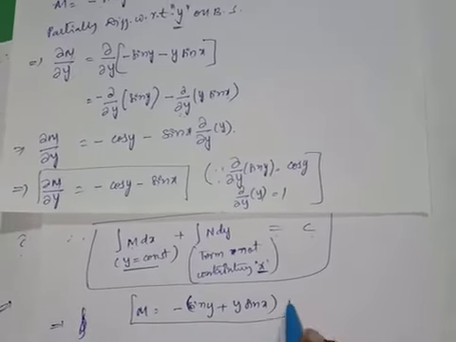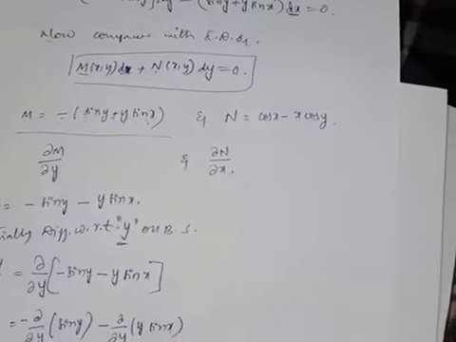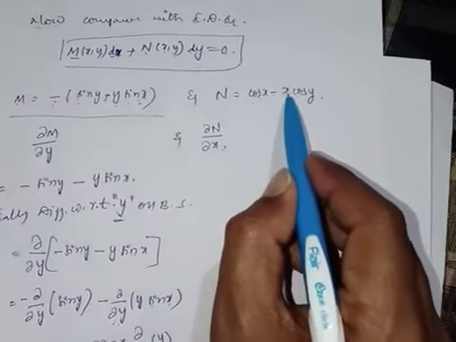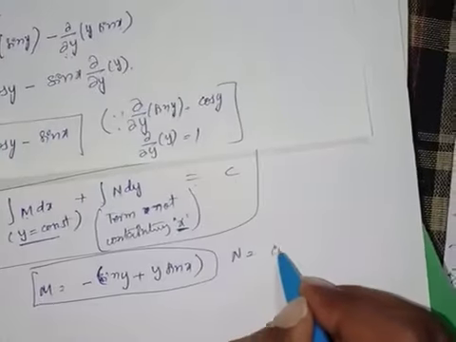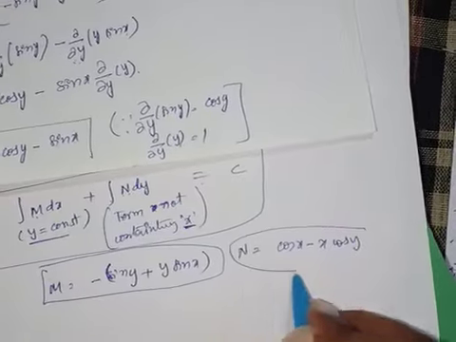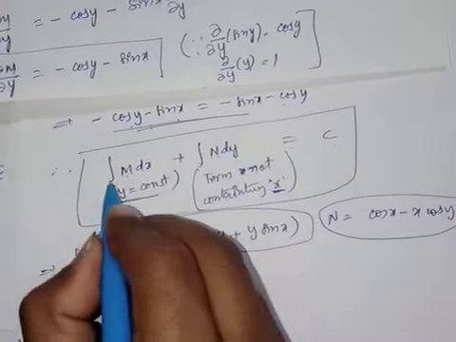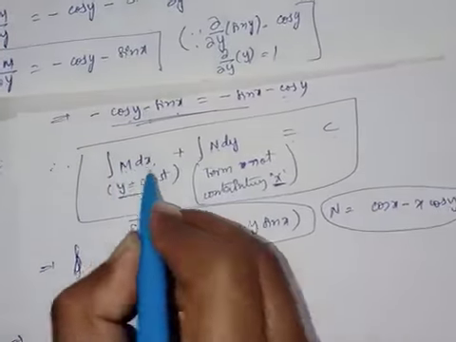This is the m value. The next n value is cos x minus x cos y. Substitute in the formula. Observe the formula here: the formula is integral of m dx.